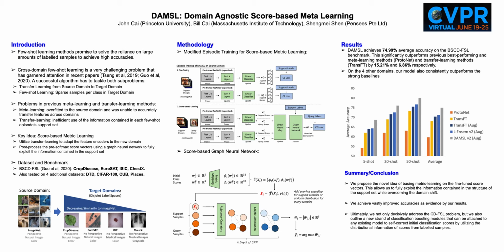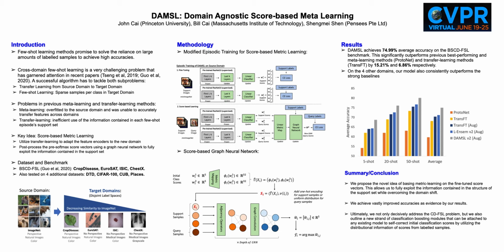So the solution of domain agnostic score-based meta-learning aims primarily to address the problem of cross-domain few-shot learning. Cross-domain few-shot learning was introduced 2 years ago by combining the problem of domain shift and few-shot learning methods. In several papers, people have found that when there is sharp domain shift, the typical few-shot learning methods, such as prototypical networks or MAML, do not perform well.